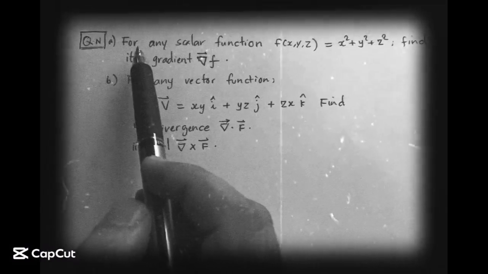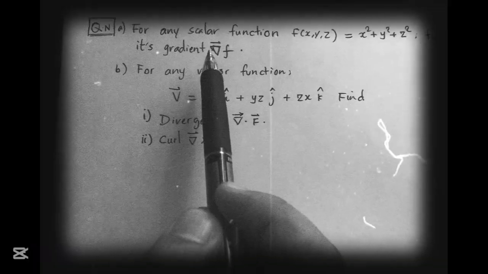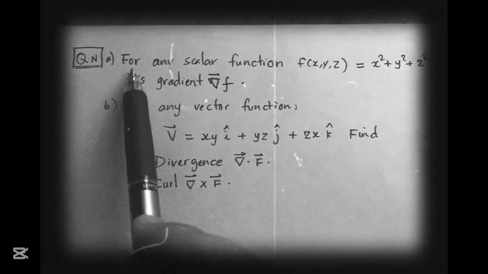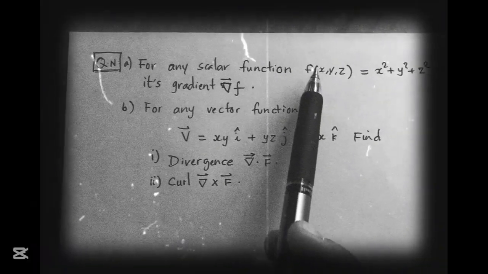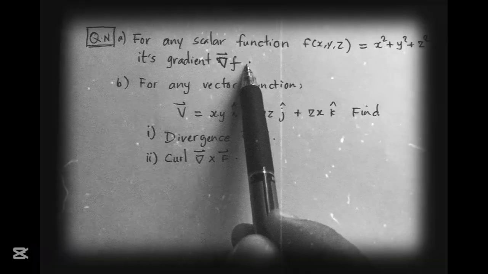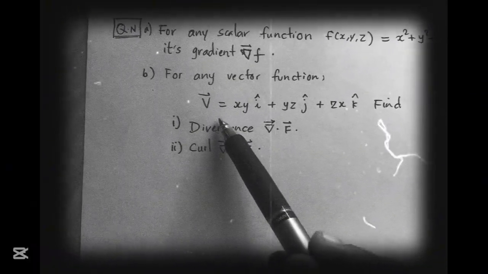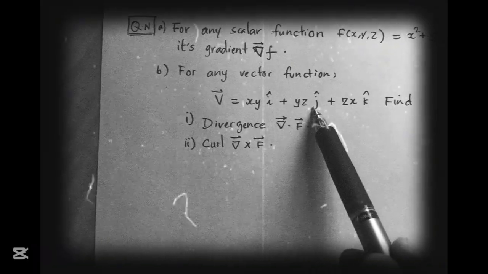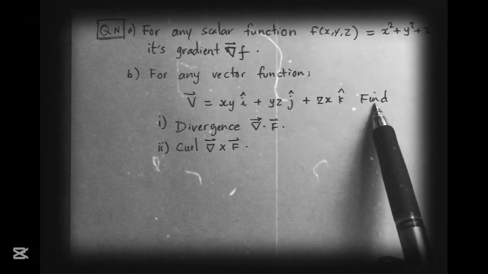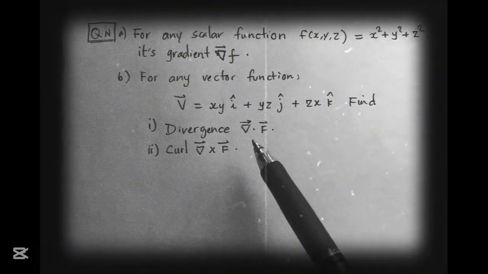So this will be a simple problem related to divergence, curl, and gradient of a given function. In the first question, I have a function depending on x, y, and z, and I have to find the gradient of this one. Whereas in the second question, I have another vector function, xy i hat plus yz j hat plus zx k hat, and I'm told to find the divergence and the curl of this one.